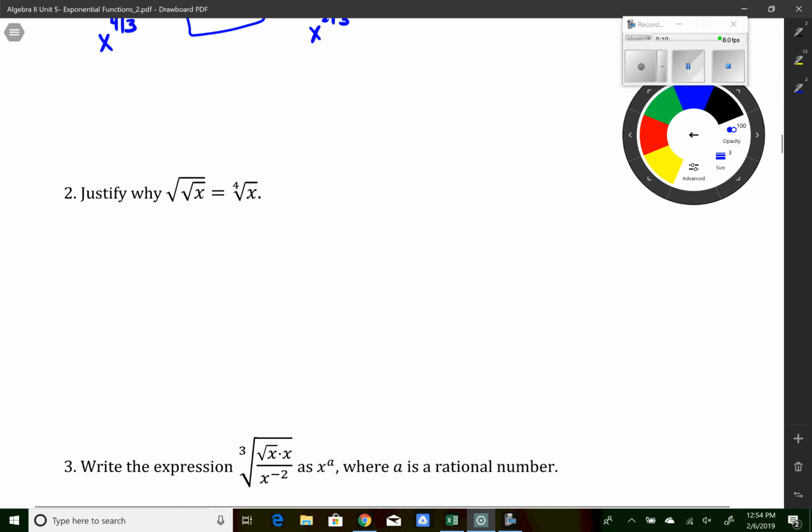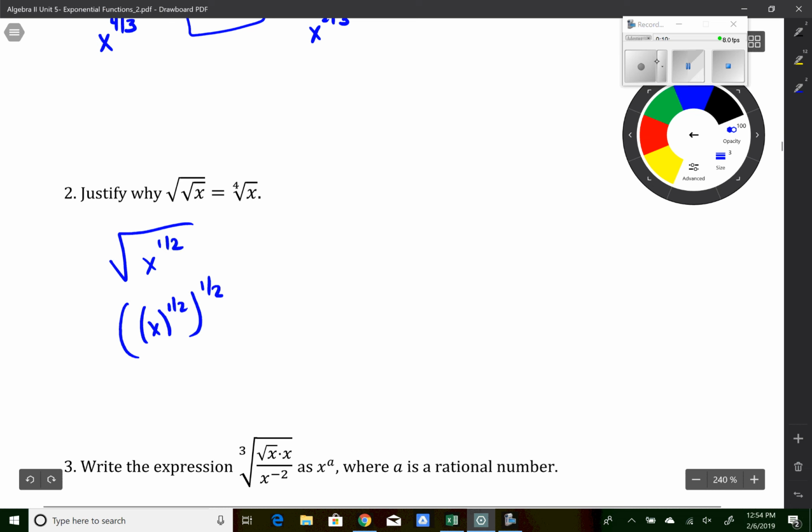Number 2 says justify why these two things are congruent. I'm not even going to look at the right-hand side. I want to deal with the left-hand side first. So I have a square root of x to the 1/2, meaning I have x to the 1/2 to 1/2. Well, if I multiply 1/2 times 1/2, I get x to the 1/4, which is exactly what that's equivalent to.